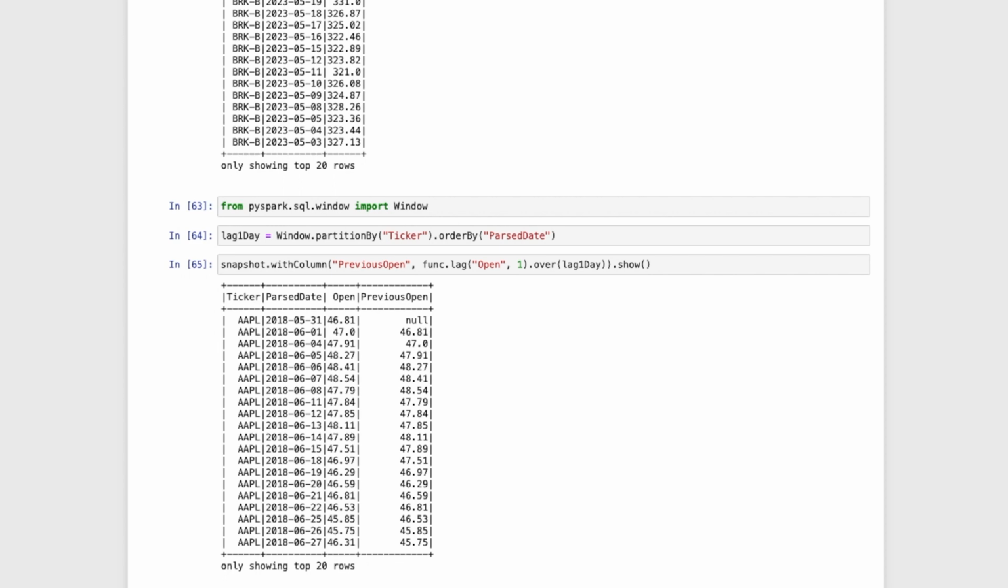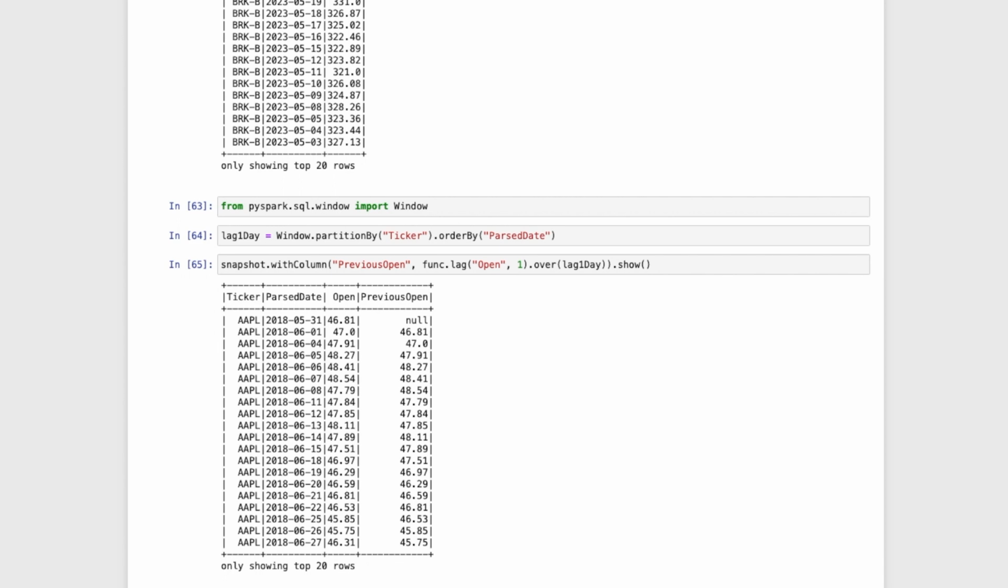So again, we're going to say that we want to order by parse date. Let me copy paste the name so I don't misspell it, right? So I'm just going to say parse date. And I want to have rows between. There's a function called rowsBetween.